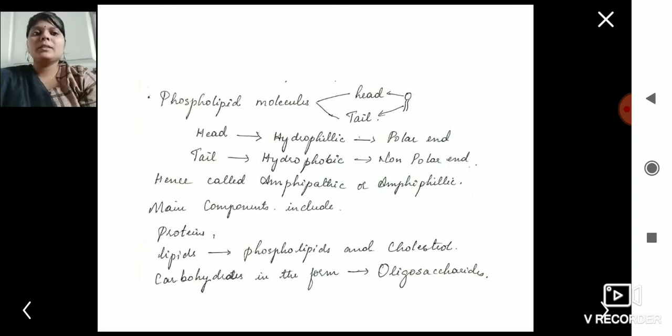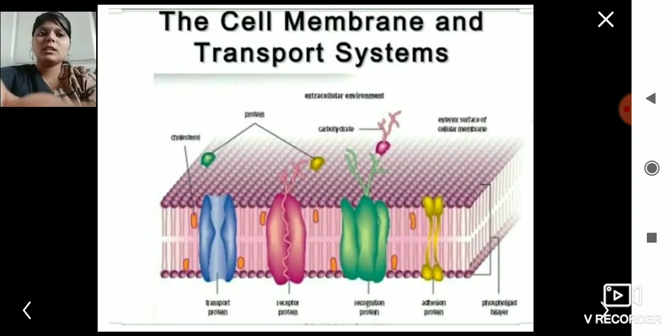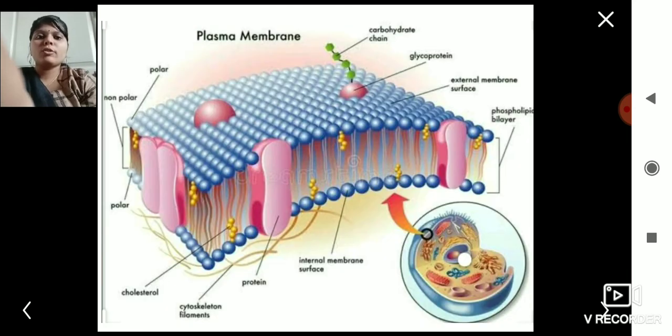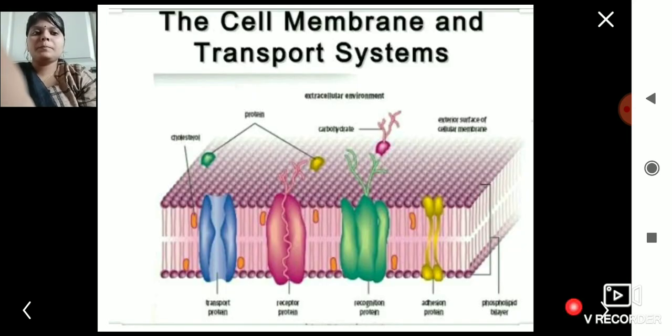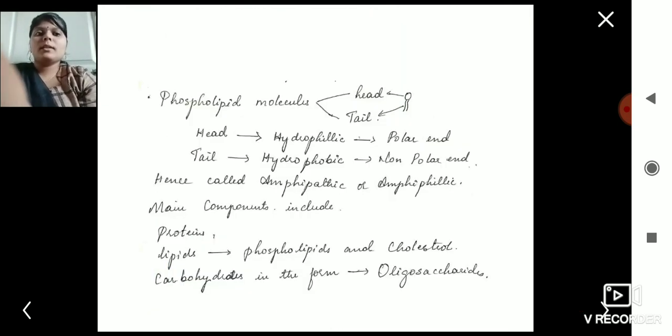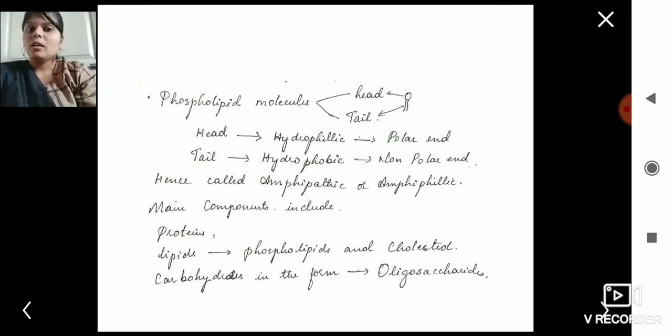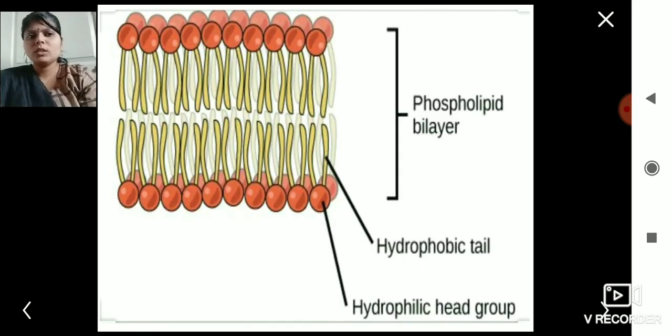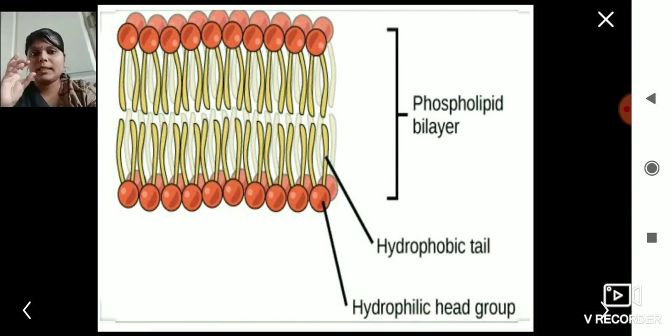And you have the lipid layers that we have already seen in the diagrams, with cholesterol, and you can see carbohydrates being attached here. Carbohydrates in the form of oligosaccharides are present, and phospholipids and cholesterol are attached to form a complete plasma membrane. So this is how the phospholipid bilayer looks in detail.